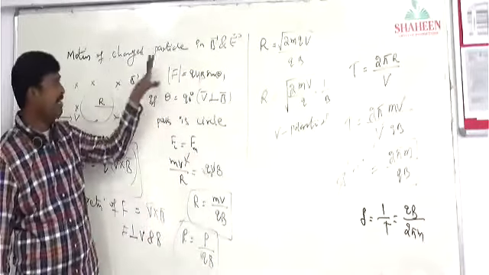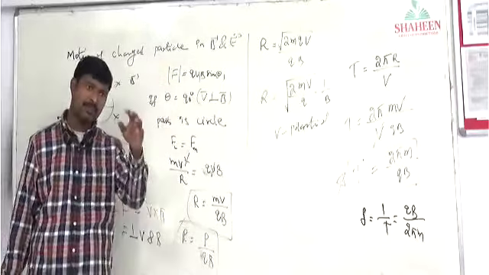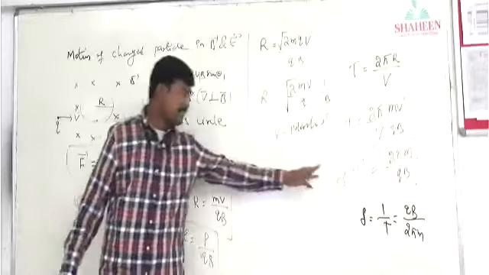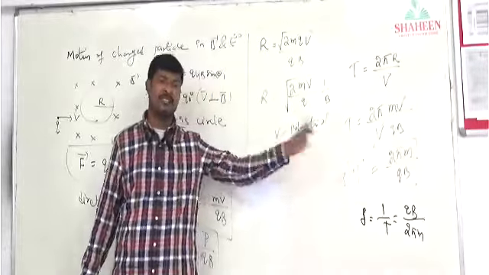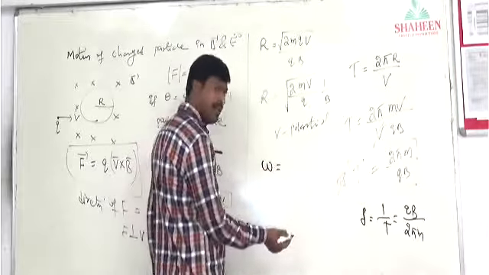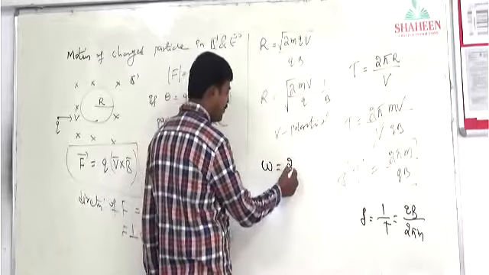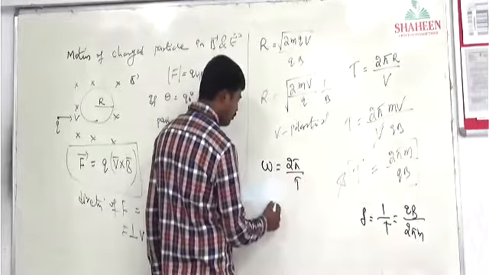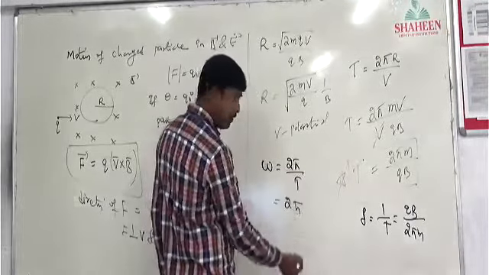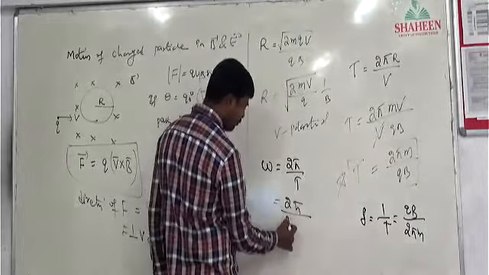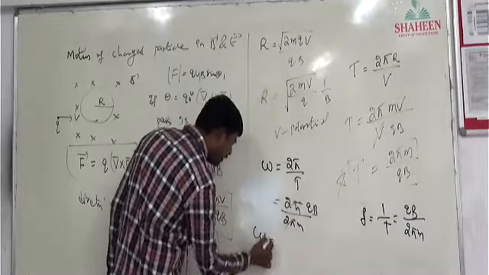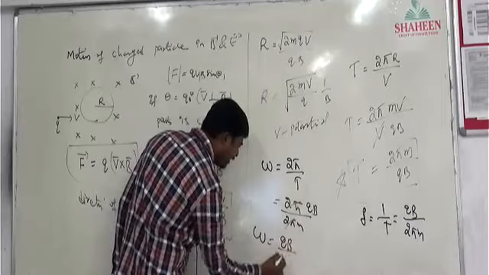This 90-degree case is very important. In the 90-degree case they may ask radius, comparison of radius, comparison of time period, comparison of frequency, etc. Angular frequency they may ask. If they ask angular frequency, what is omega? Omega is 2 pi by T. T value here is 2 pi m by qB, so 2 pi cancels, and qB goes up. Omega becomes qB by m directly.